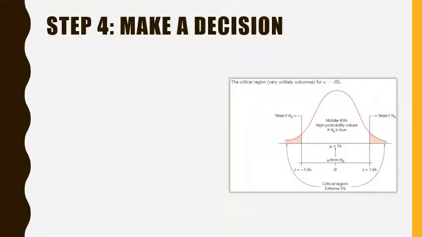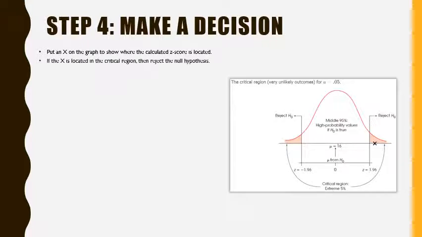So we're going to talk about how we make our decision. Here's our same graph we had from before. I want you to put an X on the graph showing where the calculated z-score was located. Remember, it was a z of 2.4. If X is located in the critical region, then we reject the null hypothesis. We say, hey, we're not like everybody else. We're rejecting the statement that says we are.